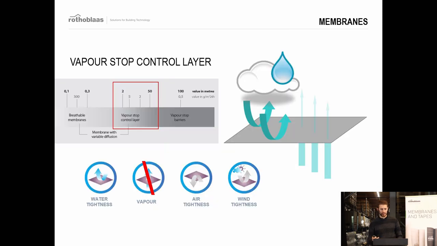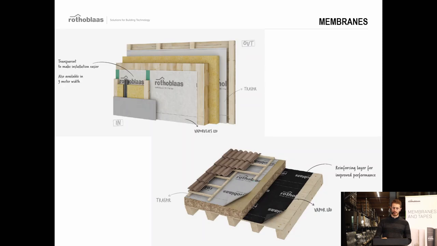And another kind of membrane that you can place in the same place, so on the inside, on the warm side of your wall, is, for example, a vapor control layer. So it's similar to the previous one, but it's a membrane that lets some of the vapor pass through and stops some other part of it. So it's actually controlling the passage of vapor that we have into our wall, for instance. And it's placed exactly in the same place, so on the warm side.